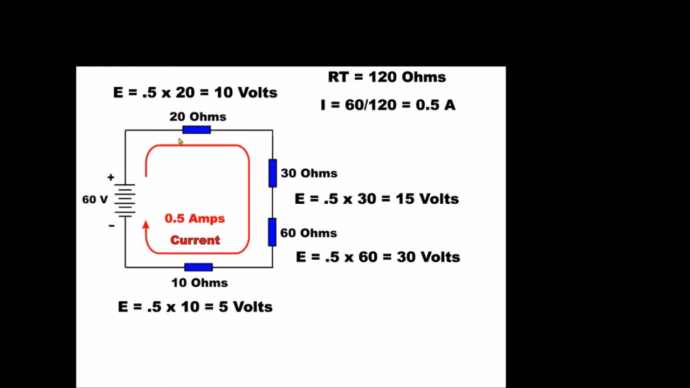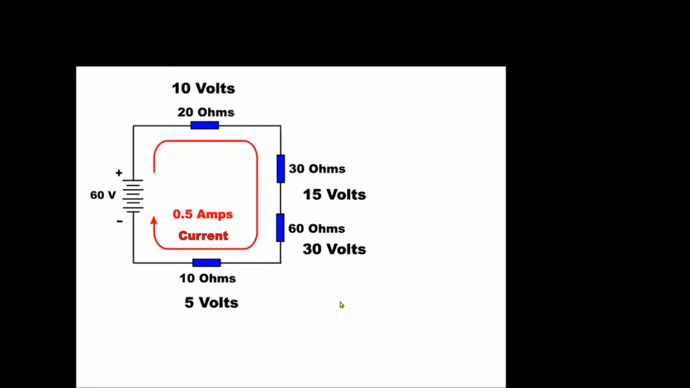We're also going to have an added resistor here, so our resistive total is going to be more, so our current is actually going to be reduced because there's an additional resistive element. Here you can see 10 volts, 15, 30, and 5 volts. Again, measuring the drop across this resistor is 5 volts.